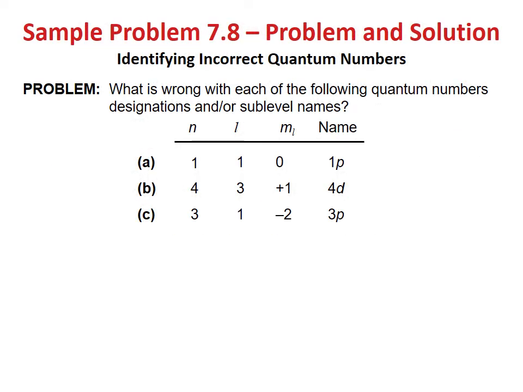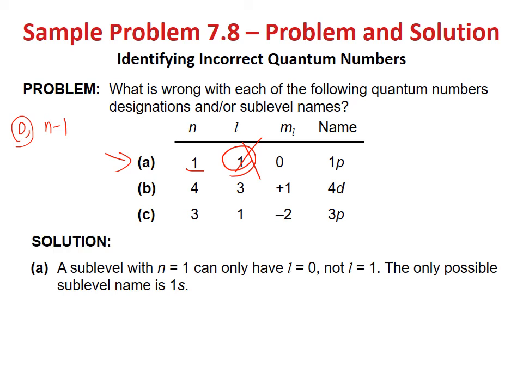Sample problem 7.8. What is wrong with each of the following quantum numbers, designations, and or sublevel names? Okay, let's look at A. n equals 1. Principal number is 1. L can be 0 until n minus 1. So when n equals 1, 1 minus 1 is 0. So 0 is the only value for L. So 1 is not one of the possible values for L. So this is wrong.